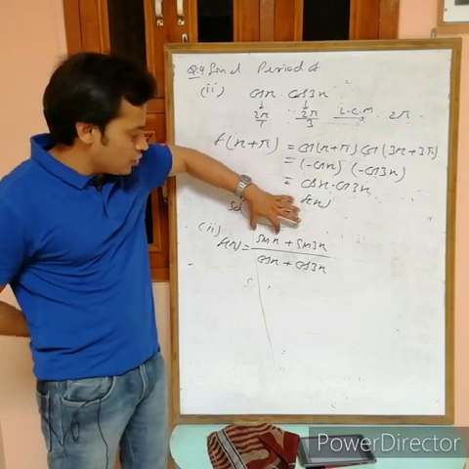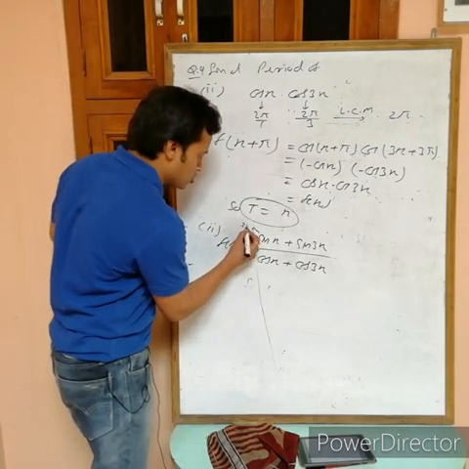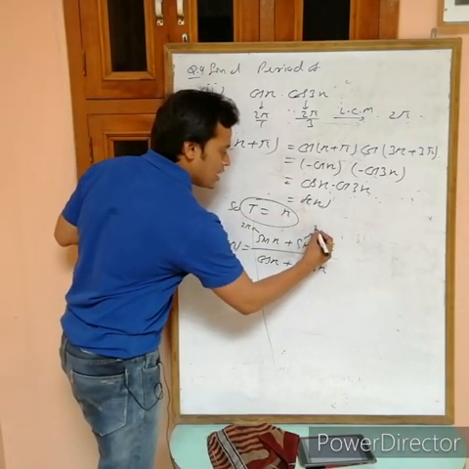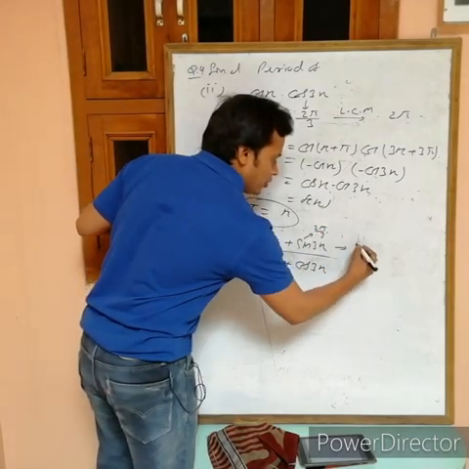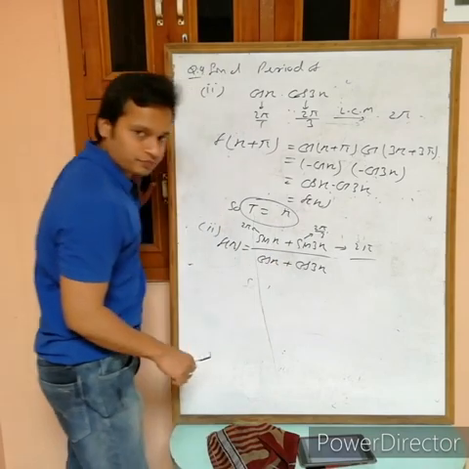Period of sin x is 2 pi. Period of this one is 2 pi. Period of sin 3x is 2 pi by 3. If you take the LCM of these two, then the period of this one is 2 pi.